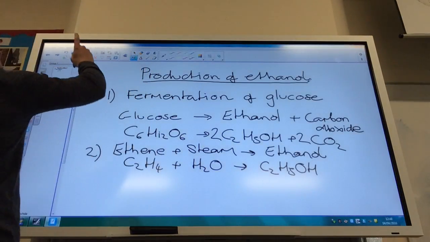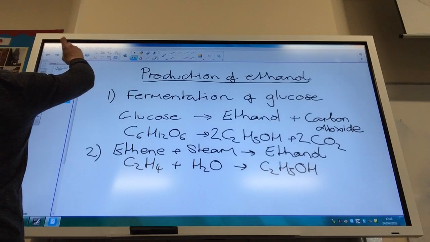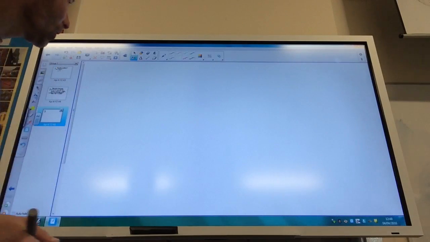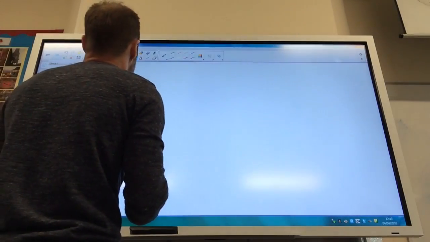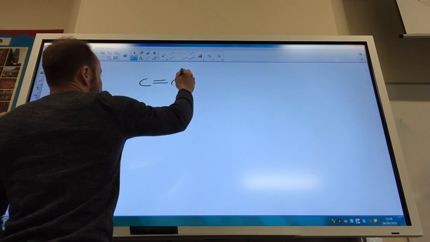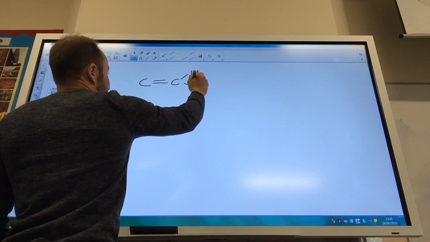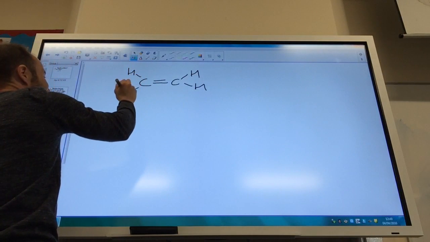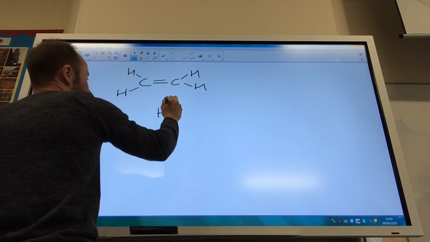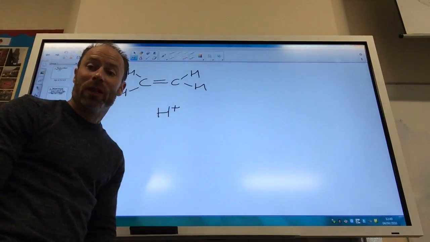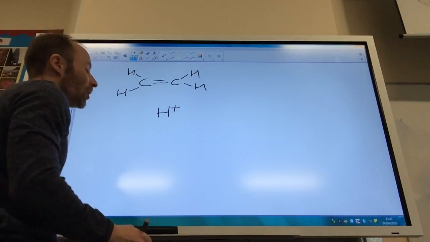So what we're going to look at is the mechanism for that reaction, just so that we're happy with how that's going to work. So we're going to start off with our old friend ethene. Now remember, we have got an acid catalyst in this reaction. So it's actually H+, which is the first guy that gets involved.